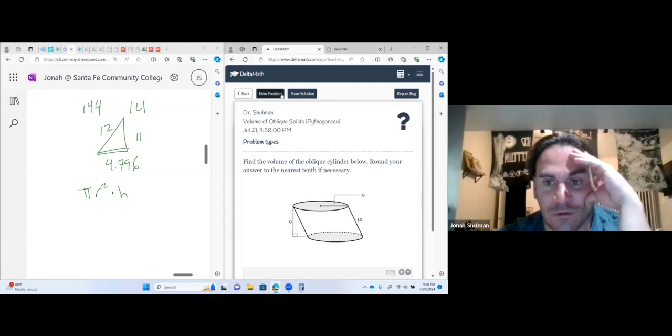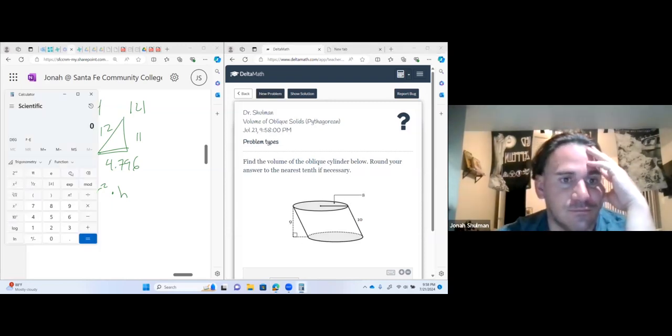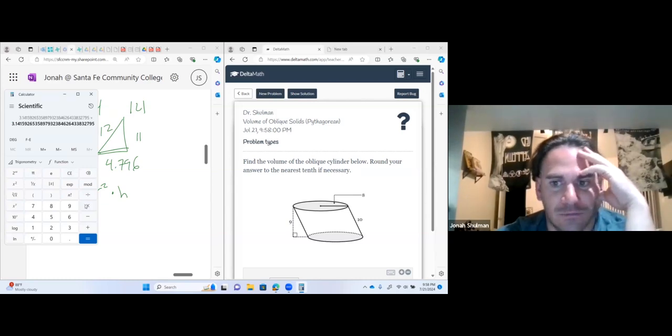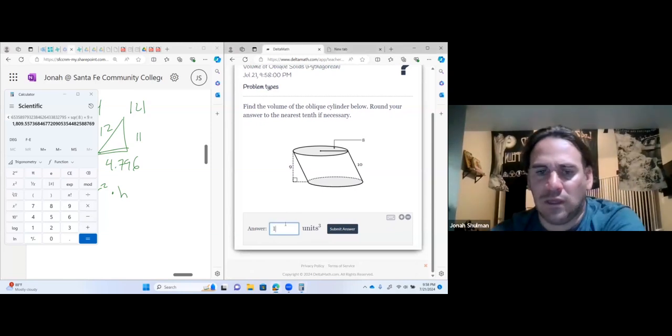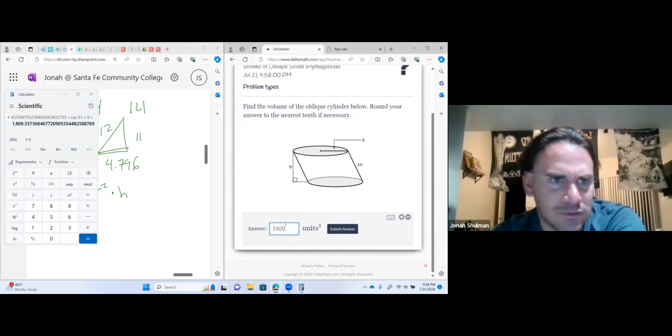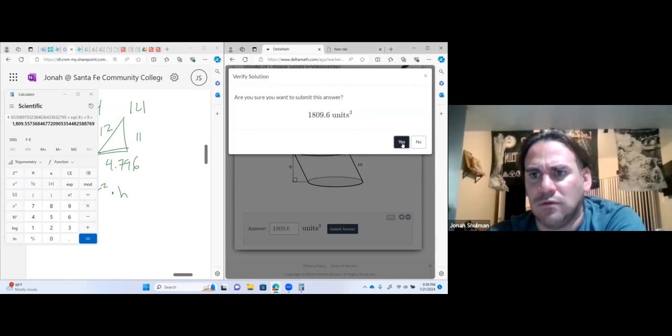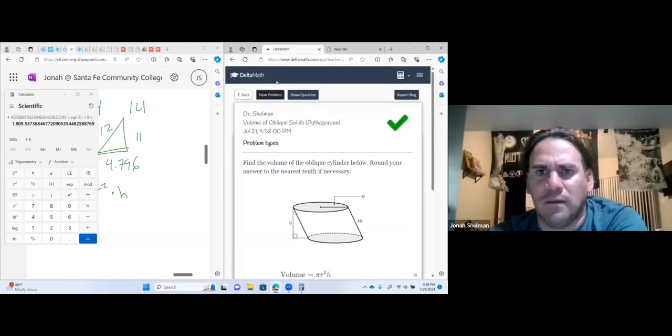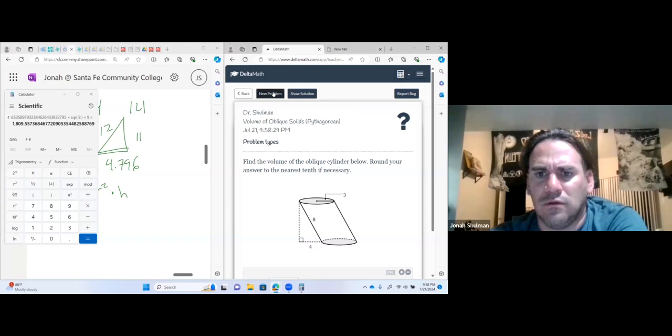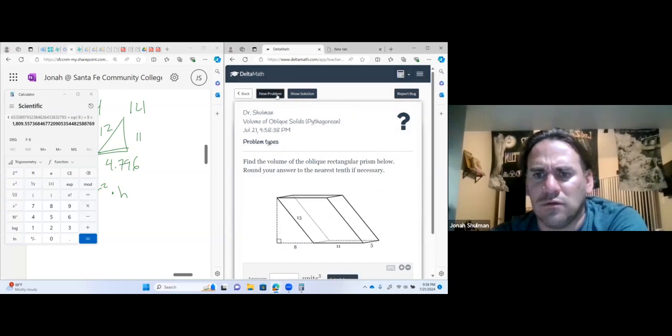That's fine. So they give us the height. It's just pi r squared times height. That's it. Pi times 8 squared times 9. It always has to be a right angle. 1809.6. All right, well, this one you have to do Pythagoras, and that's the height. Let's do one that has one of these.